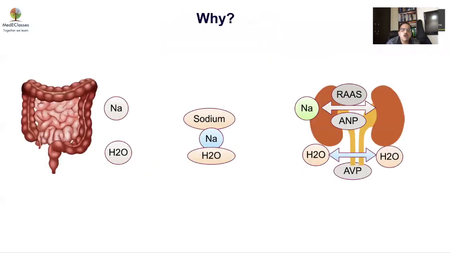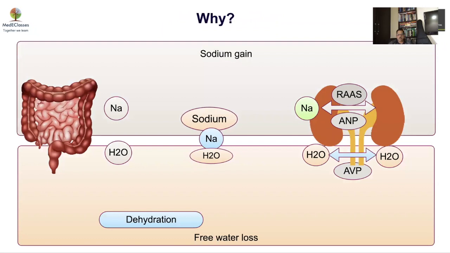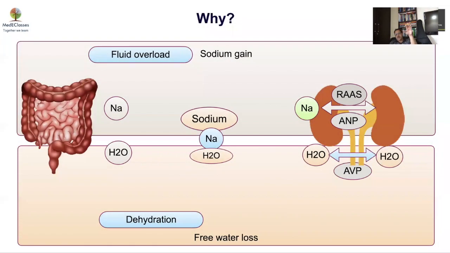hypernatremia. Now, why does hypernatremia happen? If somebody is losing free water, there you will have dehydration, or if there is a sodium gain, there is fluid overload. The majority of causes of hypernatremia are because of free water loss. Hyponatremia is usually because of free water excess and ADH causes. Hypernatremia is again largely because of free water loss and ADH causes in that perspective. Overload is extremely rare in this situation.